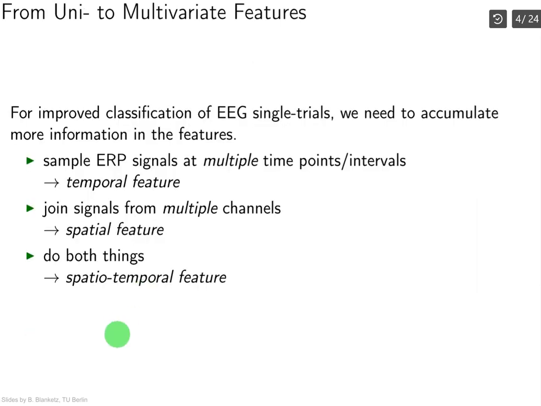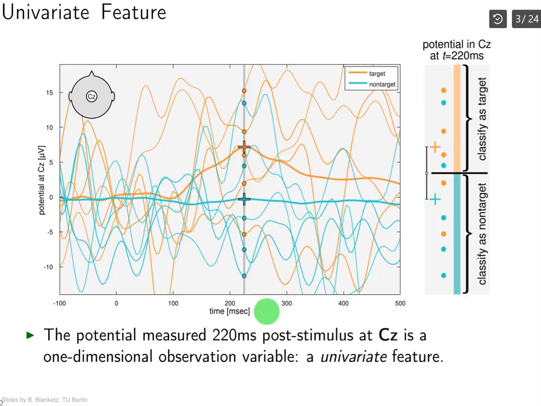However, for improved classification of EEG signal trials, we need to accumulate more information in the features. The univariate features may not be enough. Let me go back to this image example. We can consider other feature vectors here as well. Not only at this 220 millisecond time point, but all the amplitude-related features from 200 to 300, for example. So the task is to expand this univariate into multivariate features or temporal features.